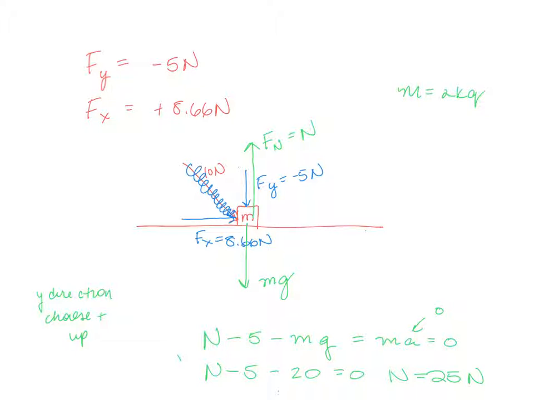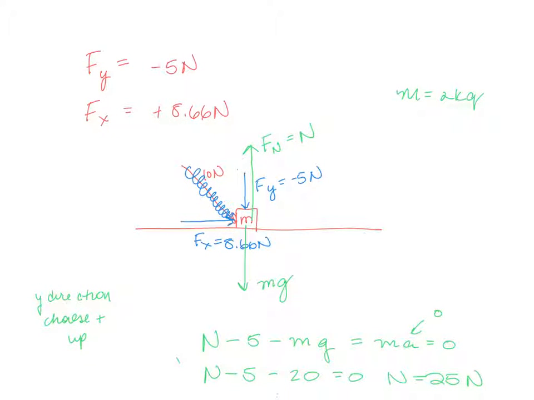Note, if we didn't take into account the components, we wouldn't have gotten the right answer. The normal force is not equal to mg. mg is 20 newtons, which is not equal to the normal force. Again, try to remember that mg is not equal to the normal force in most situations.